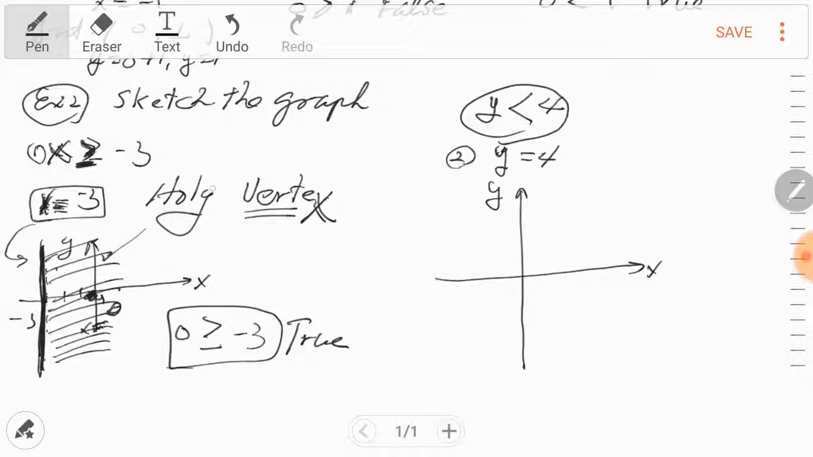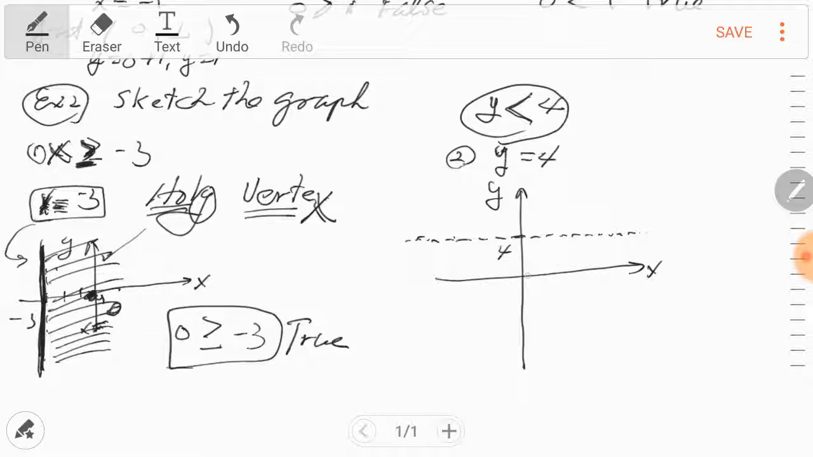The equation that starts with y is a horizontal line. So it's a horizontal line that passes through y equals 4. Let's say this is 4. I will draw the horizontal line, but the inequality does not have an equal sign, so I will draw a dotted horizontal line. And the solution is either above or below this line. So y is less than 4.